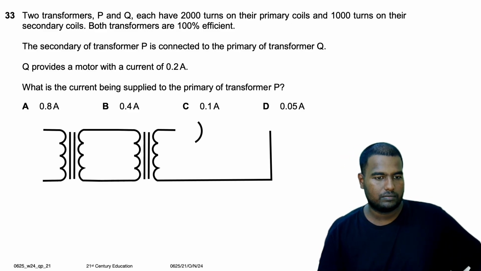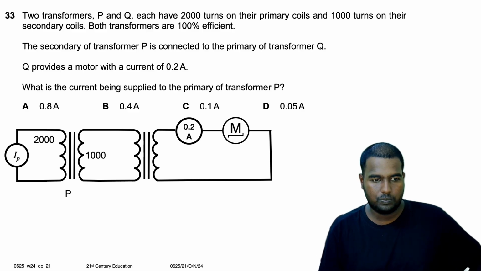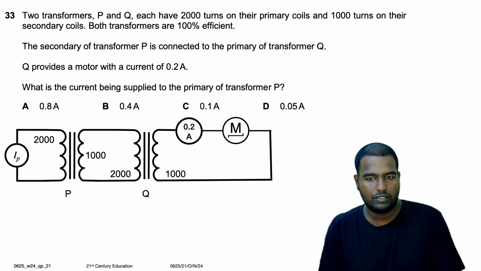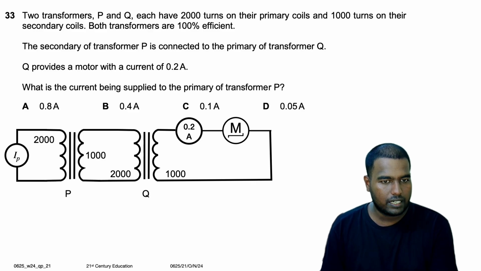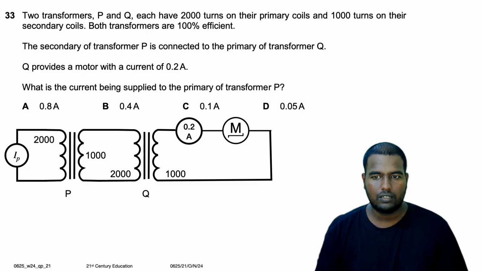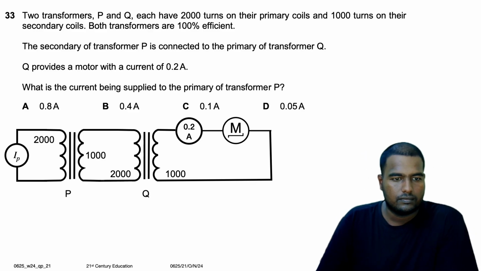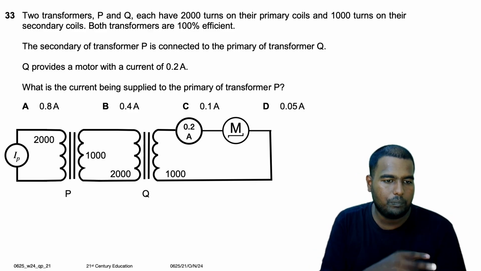Here is the whole setup. Two transformers P and Q. This is P, which has 2000 in the primary and 1000 in the secondary, and this is Q, which has 2000 in the primary and 1000 in the secondary. The secondary of transformer P is connected to the primary of transformer Q. Q provides the motor with a current of 0.2 ampere. What is the current being supplied to the primary of transformer P? IP we have to find.